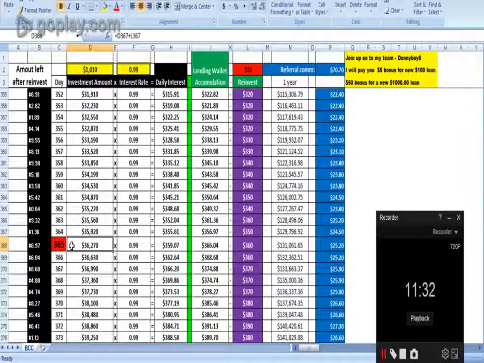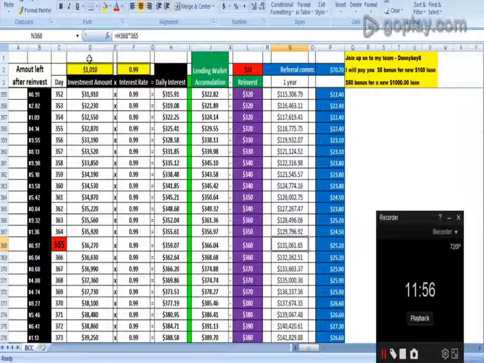Your $1,010 after 1 year at this rate would be $36,270. You'd be getting paid $359.07 every day, 7 days a week. So you'd be making roughly around $130,000 a year income passively off of $1,010 invested.